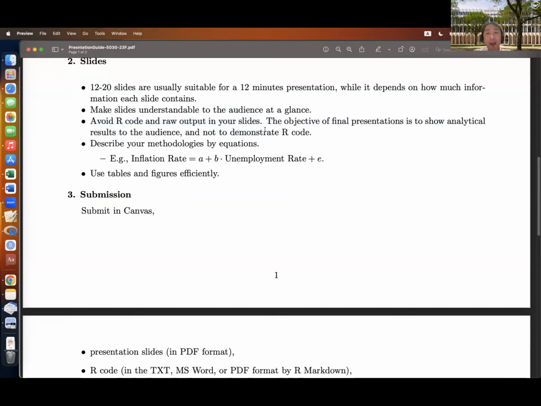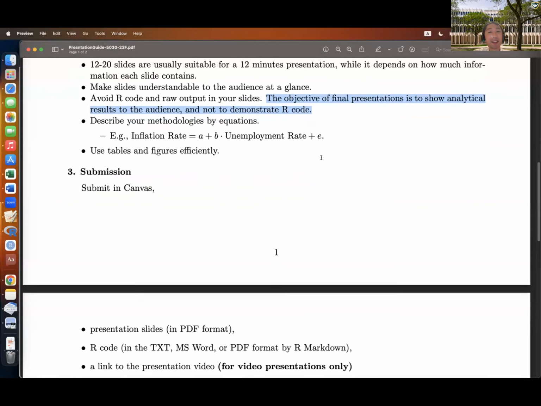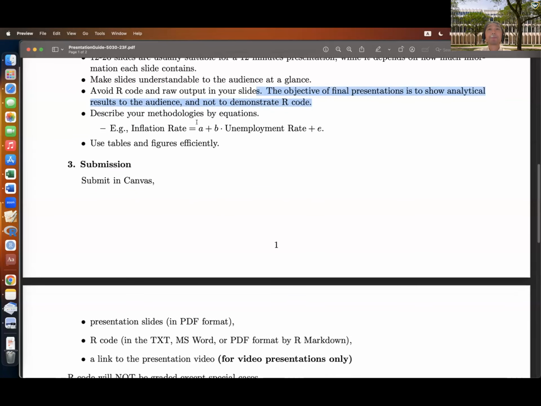really necessary. So the objective of the final presentation is to show analytical results to the audience and not to demonstrate R code. So in my lecture slides, the one objective is to explain R code. So it includes many R code, but your objective isn't really that explanation. So focus on your results and implications.